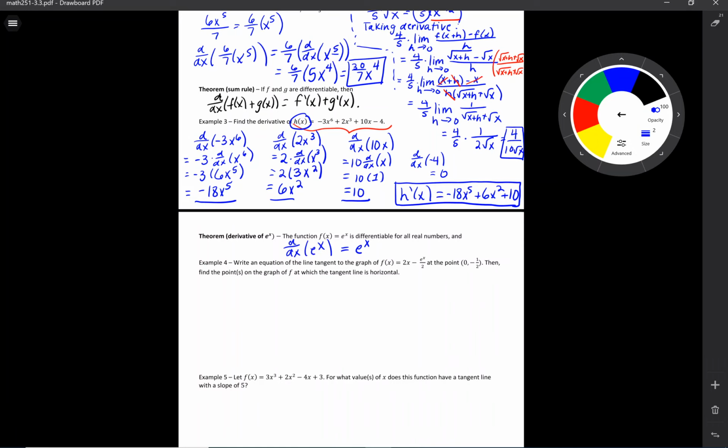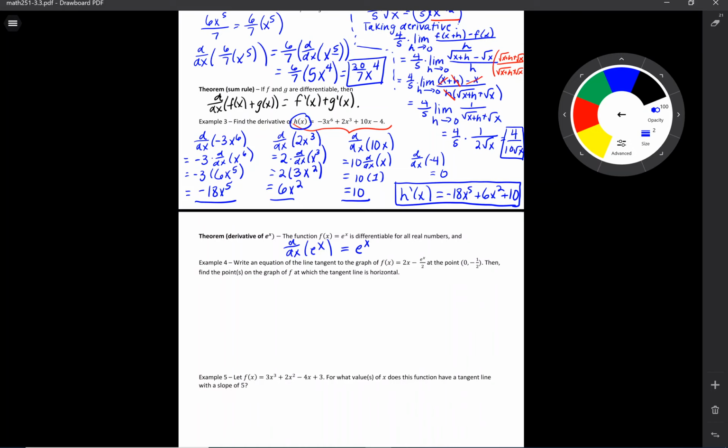If you were to plug in e to the x into our definition of the limit as h goes to 0 of f of x plus h minus f of x over h, you would get this. It is true. Pretty amazing, right? So now we're going to use this to write an equation of the line tangent to the graph of f of x equals 2x minus x e to the x over 2 at the point 0, negative 1/2. Then find the points on the graph of f at which the tangent line is horizontal.